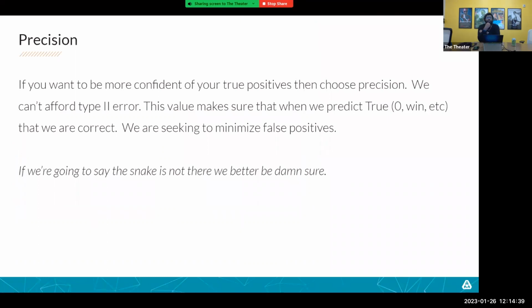Precision, on the other hand, is for when we want to be more confident of our true positive values. We can't afford the type 2 errors here, right? We want to predict true or a 0 or a win, whatever it is. We want to predict that, and we want to be correct about it. We want to minimize our false positives. So for instance, if we say the snake is not going to be there, then we better be damn sure that the snake isn't there, because if it is there, it's going to kill us.